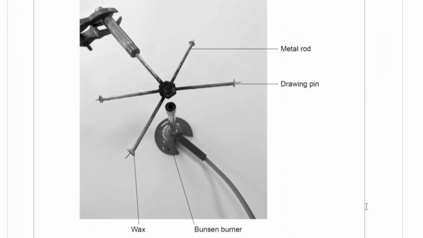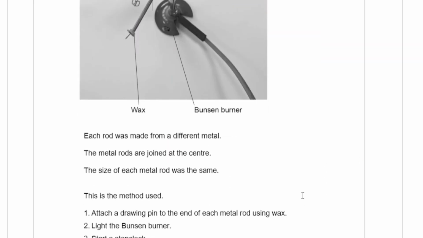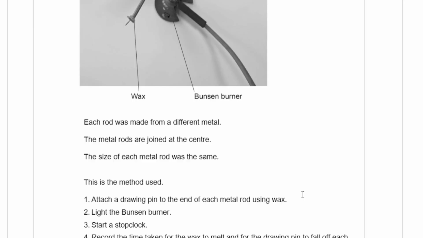So you have different metal rods connected at the center, which is under the Bunsen burner, and the drawing pins are connected by wax. As you heat from the center, heat should transfer outwards in all directions, and depending on how fast the heat is being transferred, the wax will melt and the pin will drop. So the pin that drops first is the one connected to the metal rod with the highest conductivity. Each rod was made from a different metal.